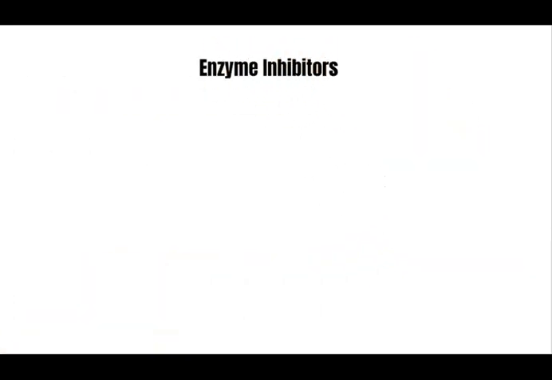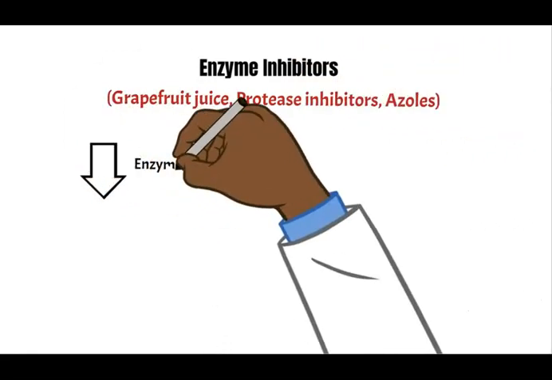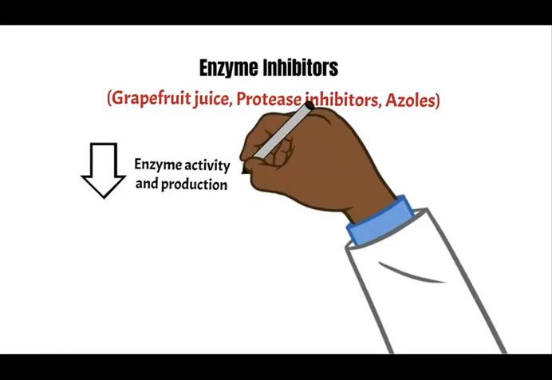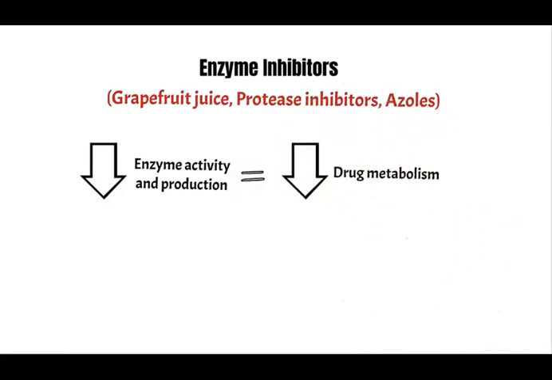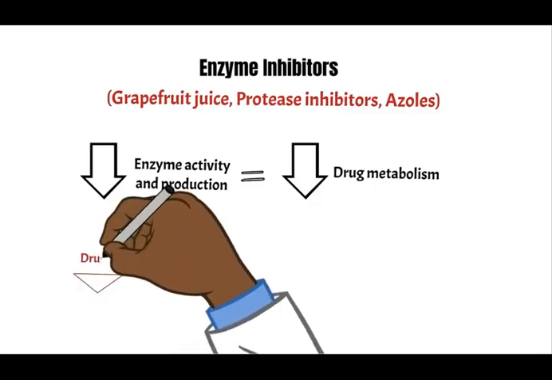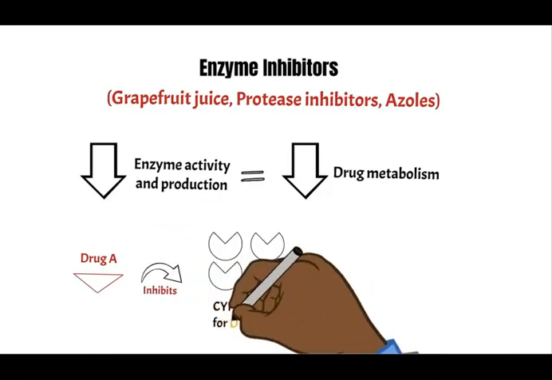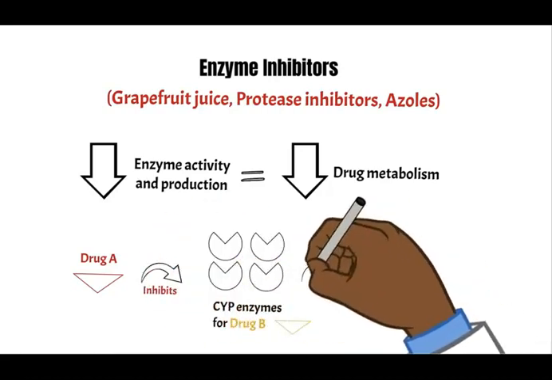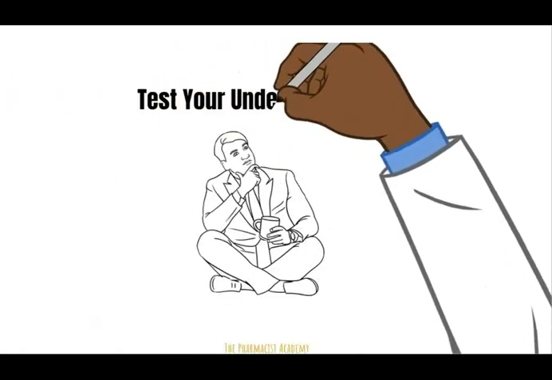Next, we have the inhibitors. And here are 3 common strong inhibitors. So opposite of inducers, the inhibitors decrease the activity and production of the CYP enzymes, which will result in a decrease in drug metabolism. So once again, you have a drug that is a CYP enzyme inhibitor. After taking it, it will reduce the production and activity of the enzymes, which will then lead to a decrease in drug metabolism. Okay, so let's take a look at some examples.